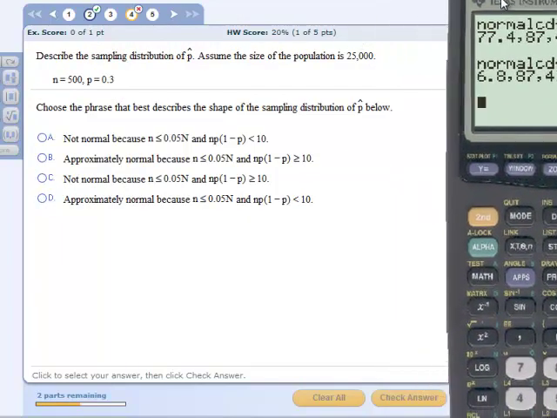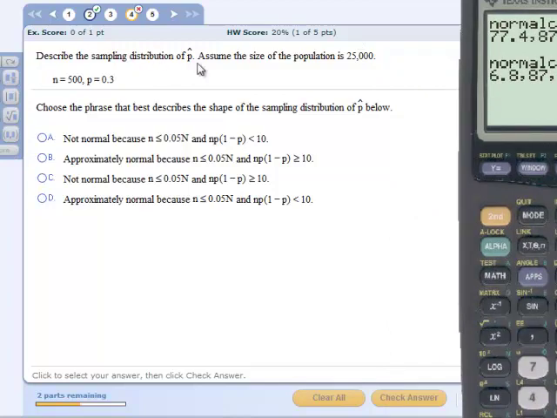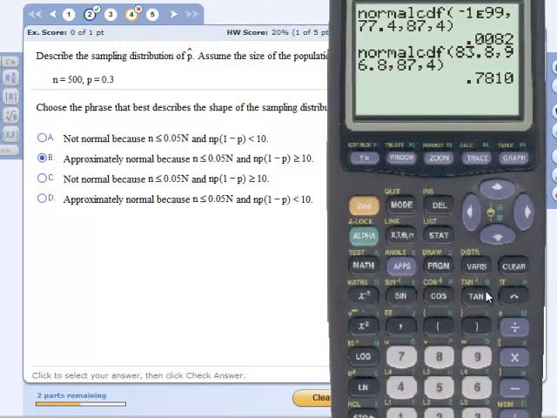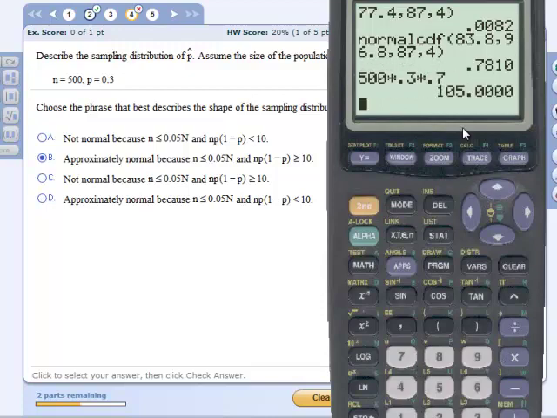Okay, let's look at number 4. Describe the sampling distribution of p hat, assuming the size of the population is 25,000. n is 500, p is 0.3. Okay, so n is less than 0.05 of the total population, right? And n times p times 1 minus p is certainly greater than 10. If you don't believe that, you should go ahead and check that. So n, which is 500, times p, which is 0.3, times 1 minus p, which is 0.7. And it's 105.